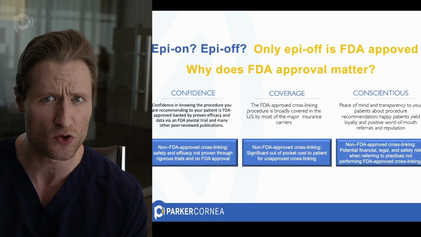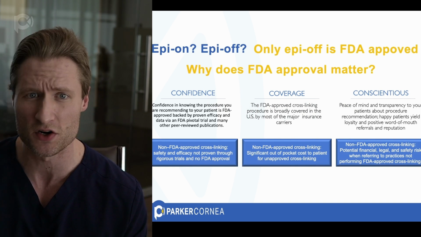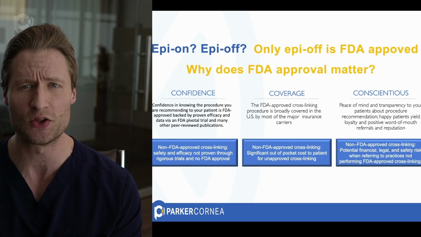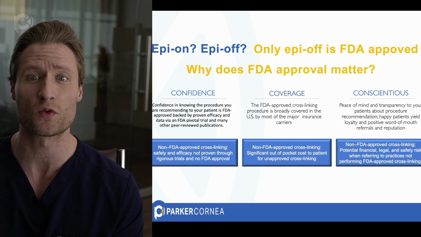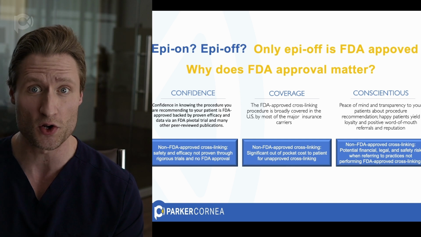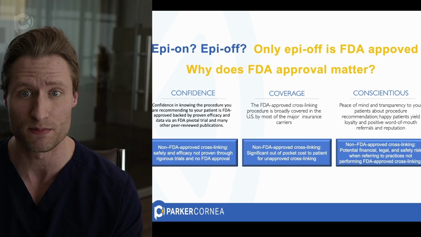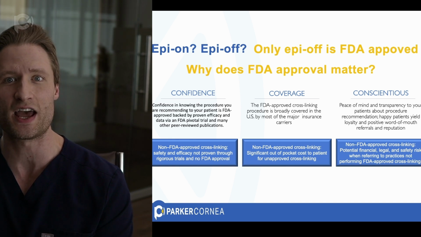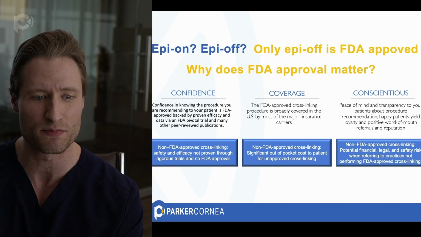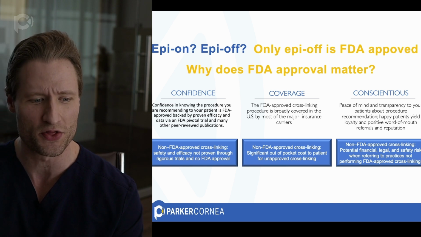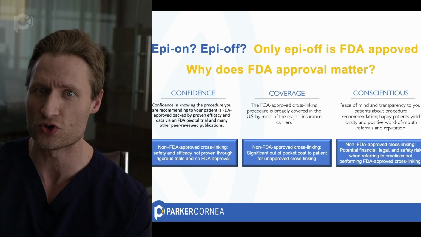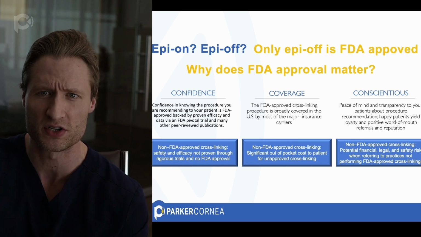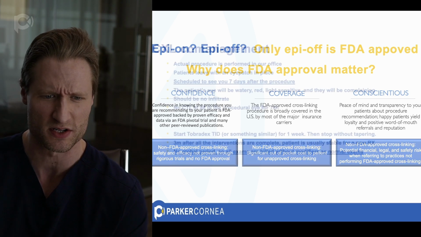Crosslinking can be done in 2 ways. There's an epithelium off version and an epithelium on version. The thing to keep in mind is the epithelium off version of the procedure, where you take the epithelium off, then soak the cornea in riboflavin for 30 minutes, and then turn on a UV light for 30 more minutes. That's the FDA approved version. That's the version that everybody's insurance covers. So that's the one that you should arrange for your patients to have if you don't want them to have to go out of pocket for a procedure that should be covered by their insurance.